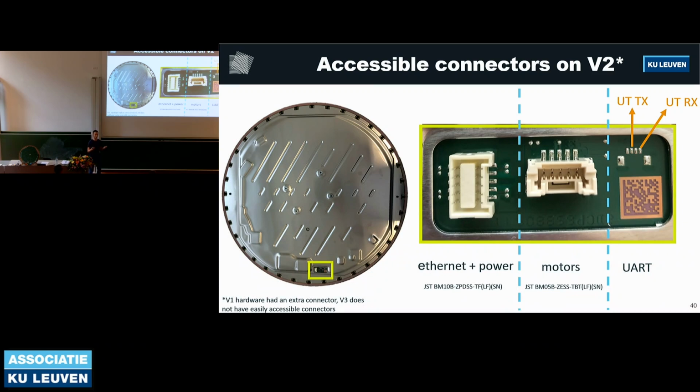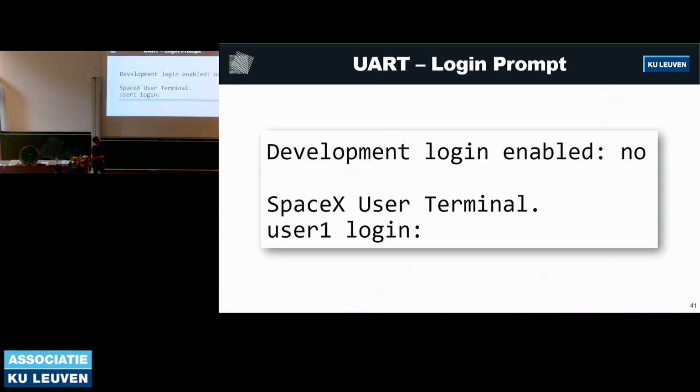I think we all remember the UART connector from the previous section of the presentation. But in this case, there wasn't anything interesting on this UART connector. Because of course, SpaceX has learned their lessons, also through Tesla, so they know that they shouldn't be accepting any invalid input on this terminal. So what can you see if you boot the terminal completely?